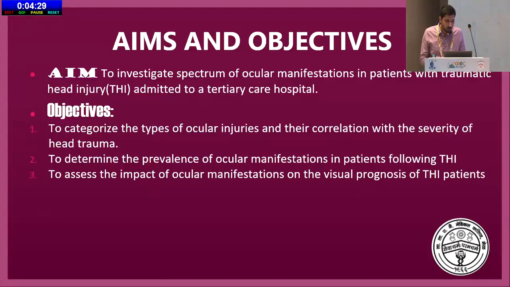Our objectives were to categorize the types of ocular injuries and their correlation with severity of head trauma, to determine the prevalence of ocular manifestations in patients following traumatic head injury, and to assess the impact of ocular manifestations on the visual prognosis of traumatic head injury patients.